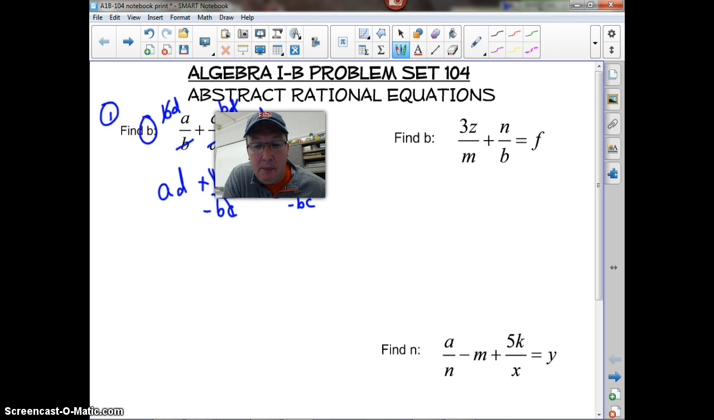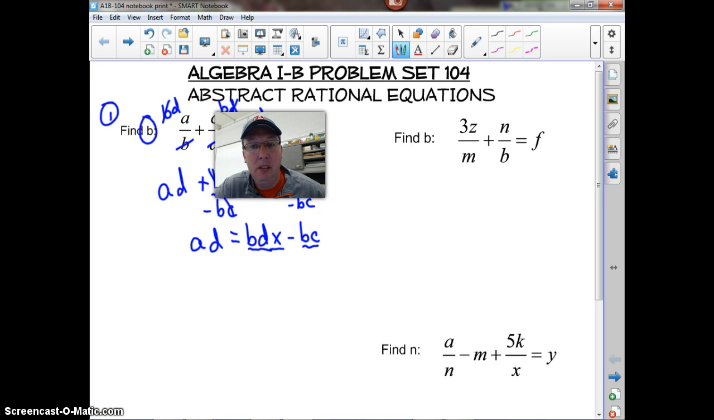So on the left side, I have AD equals. On the right side, these guys are not like terms. There's all kinds of crazy variables there, so leave them separated: BDX minus BC. Okay? So I have the two terms with B in them together on the left side. The non-B terms are on the right side by themselves. That's what I want. Okay?